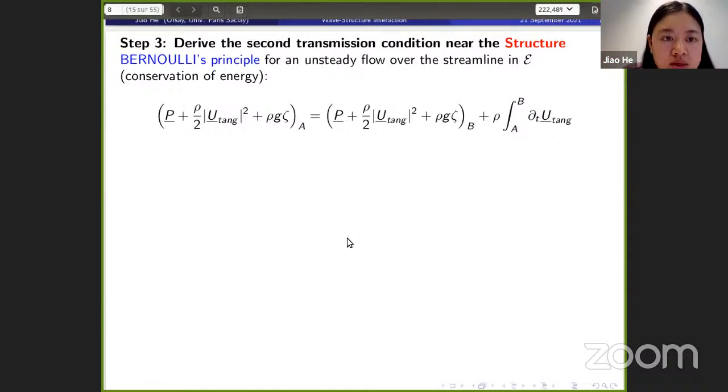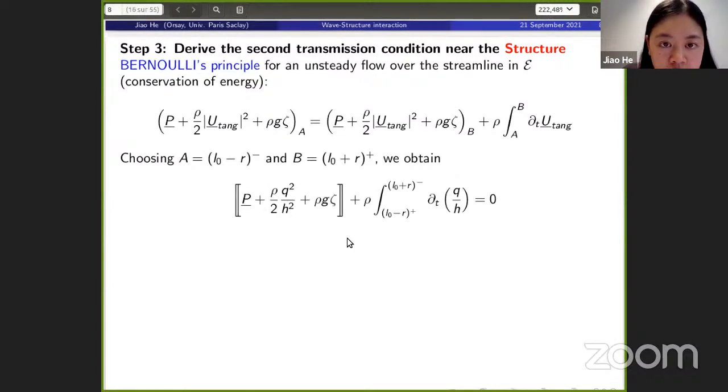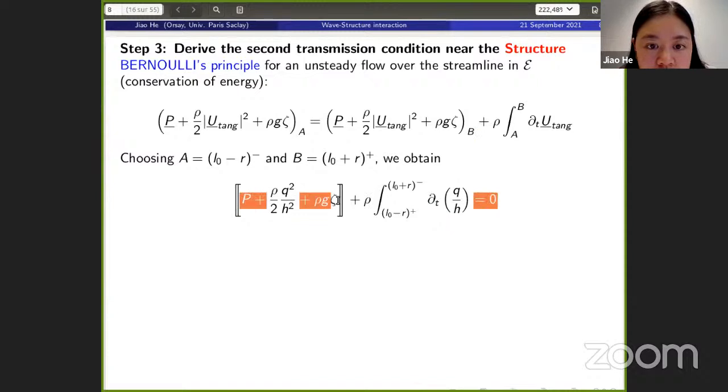So now we need to derive the second transmission condition near the structure, and we will use Bernoulli's principle to do so. We recall that Bernoulli's principle for an unsteady flow over a streamline is as follows. If we choose A as the point on the left-hand side and B as the point on the right-hand side, we get directly this. In the shallow water region, this is exactly Q over H.